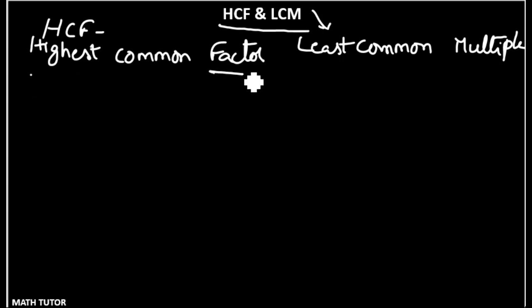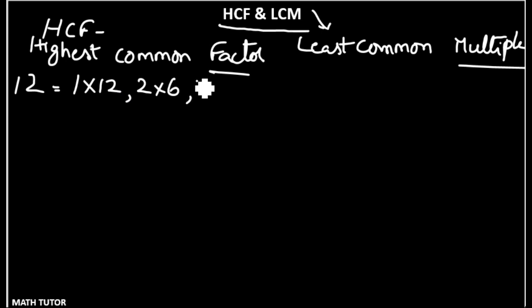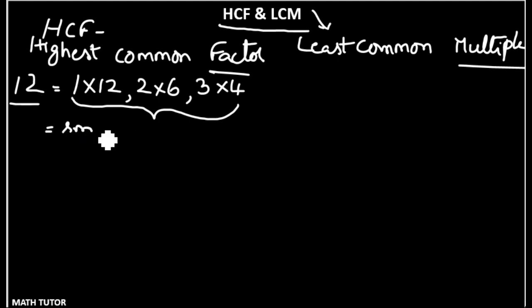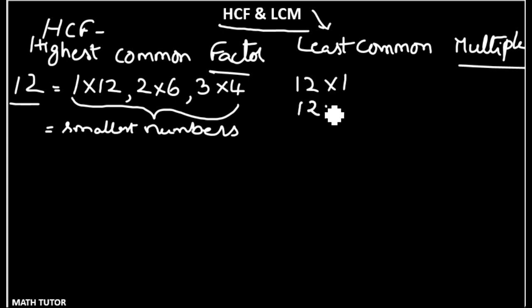Let us understand what is factor and what is multiple. Let us take number 12. 12 can be written as 1 into 12, 2 times 6 is 12, 3 times 4 is also 12. So all these are called factors of 12. These are all breaking down 12 into product of smaller numbers. And multiples are like product of two numbers.